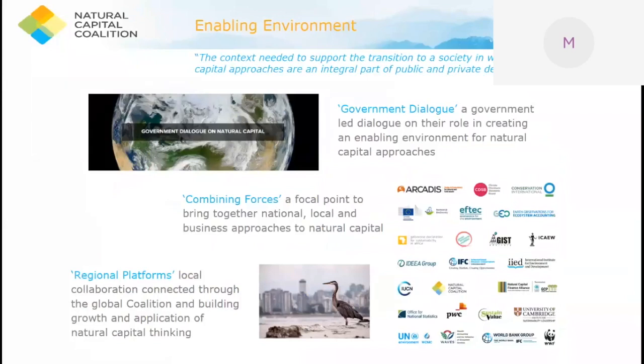We also launched the Combining Forces initiative because we realized that both the public sector and the private sector were using different approaches, and there are synergies between them and they can benefit each other. So it was interesting to explore these issues through the Combining Forces initiative. And finally, we launched the program of regional platforms to bring the discussion from the global level to a more local context.